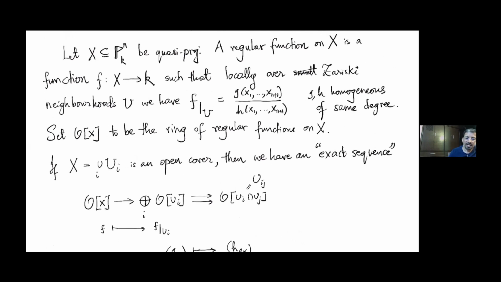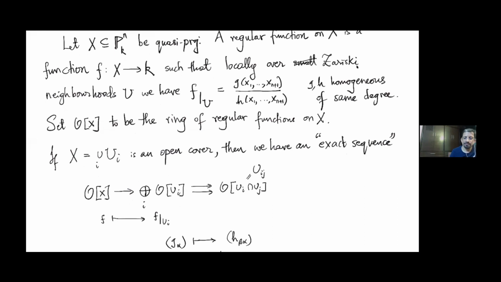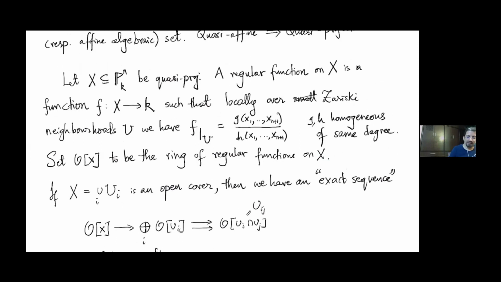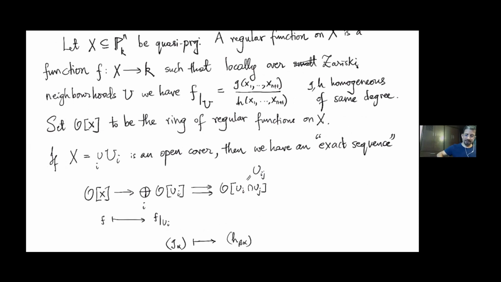I meant that around every point in X there is a neighborhood, a Zariski neighborhood U, such that this happens. So in that sense I meant small. You just have to find, around every point, a Zariski open set. So "small" is misleading.